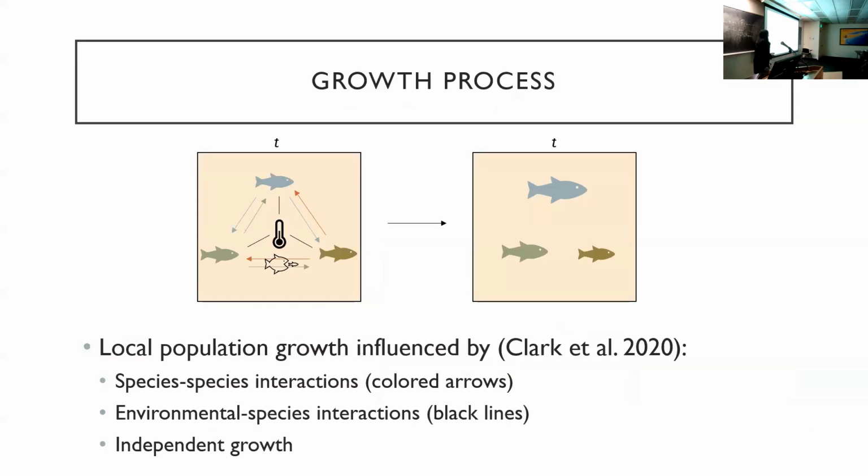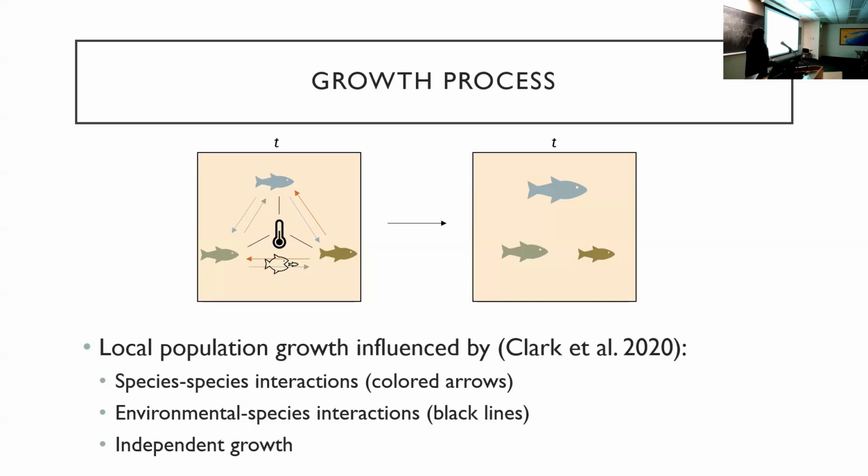Environmental species interactions, so the black lines with that thermometer, as well as some independent growth. So species are just going to grow because they have some density independent growth rate. Right, so we believe that these are the mechanisms that are influencing the increase or decreases of abundances in that aerial unit. And after all of these, of course, these are constant processes, but for the purposes of a model, we're going to assume that they kind of all happen at one go.